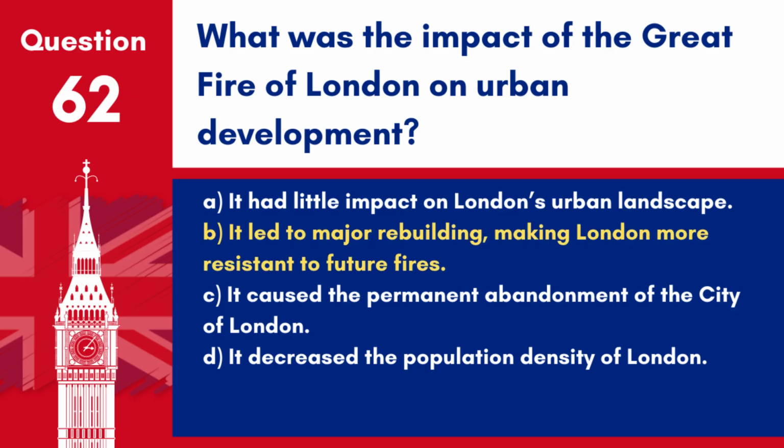Answer B. It led to major rebuilding, making London more resistant to future fires. The Great Fire of London in 1666 destroyed much of the medieval city, leading to substantial urban development and new building regulations that shaped the modern layout of central London.